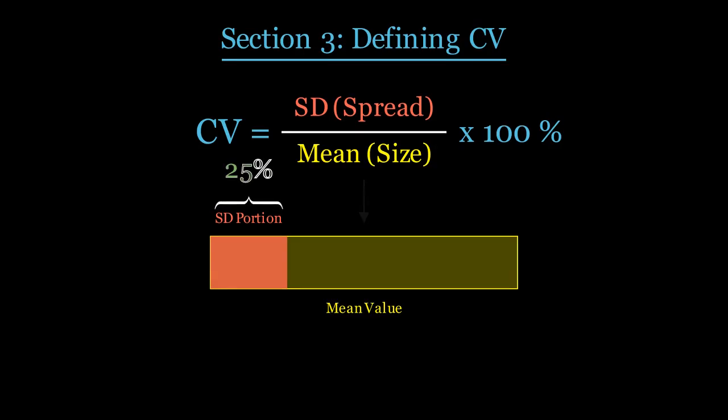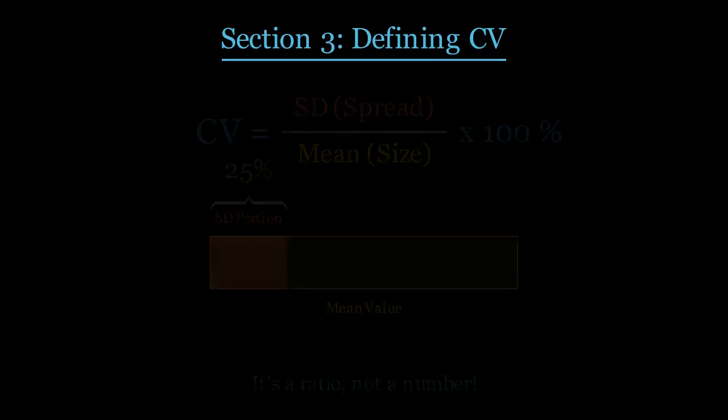By dividing by the mean, we cancel out the units of measurement. We transform an absolute measure of spread into a relative measure of dispersion. This makes the value dimensionless, allowing us to compare the variability of a giant's weight to the variability of a microscopic cell.